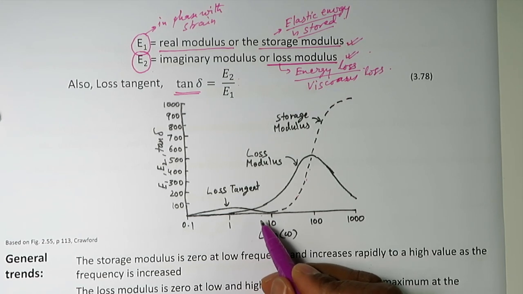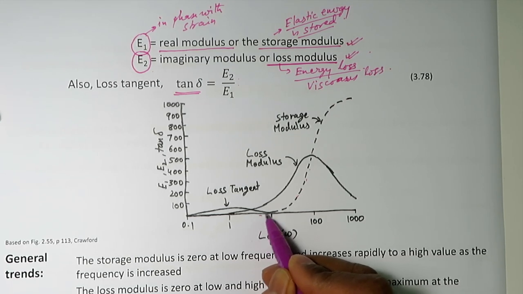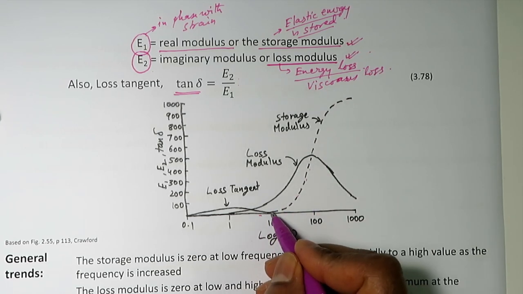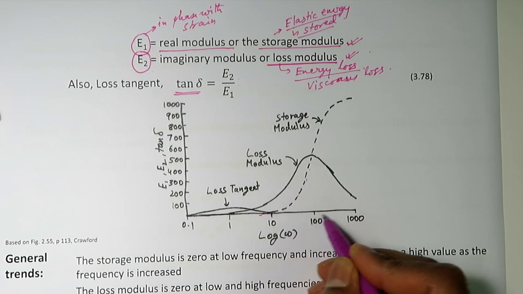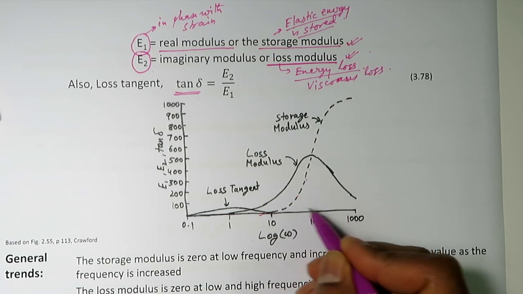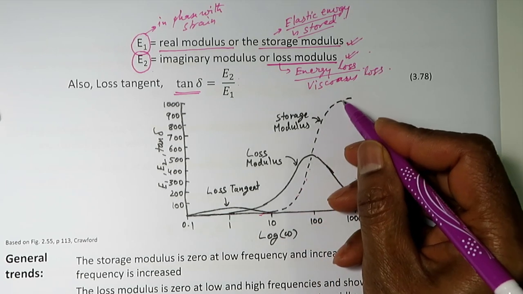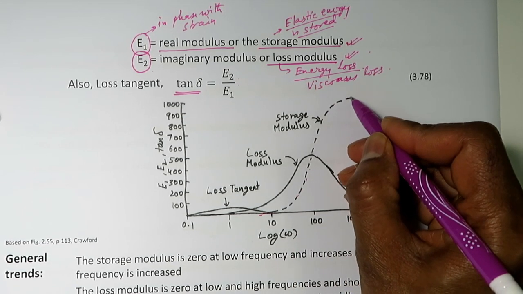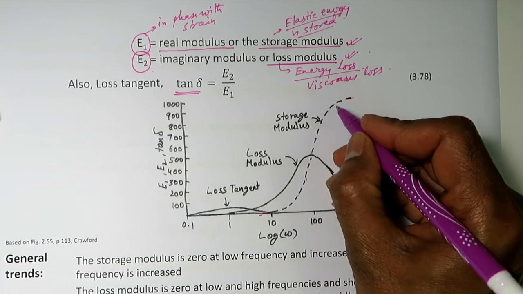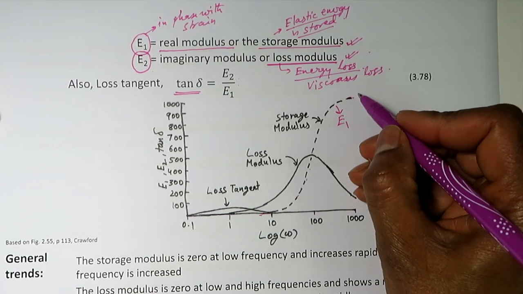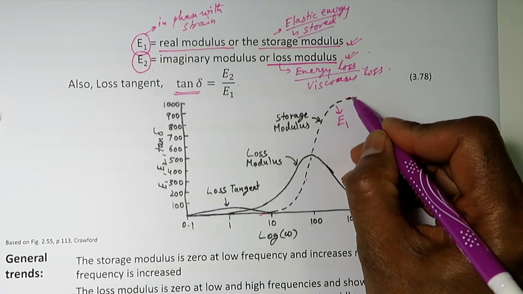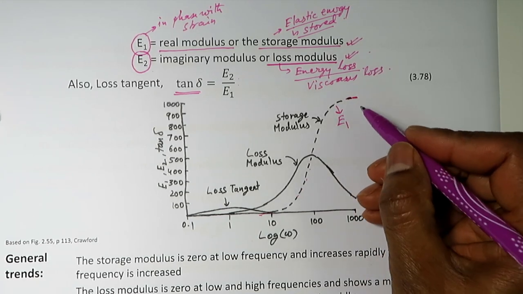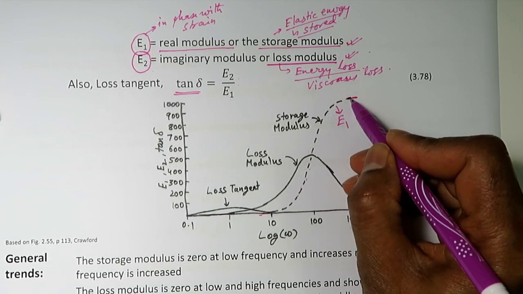when the dynamic loading is being applied at a lower frequency, then we can see that the value of E1 is very, very low. As the frequency increases, the value of E1 will continue to increase, and at very high value of log omega, or at very high frequency, the value of E1 will attain a maximum value. This is for E1, or the storage modulus. So it will achieve a maximum value. So that means the elastic behavior is maximum here.